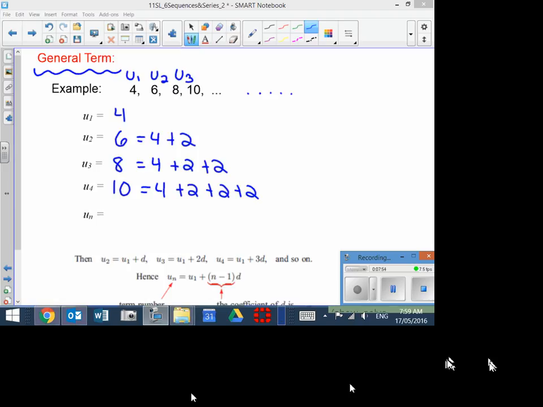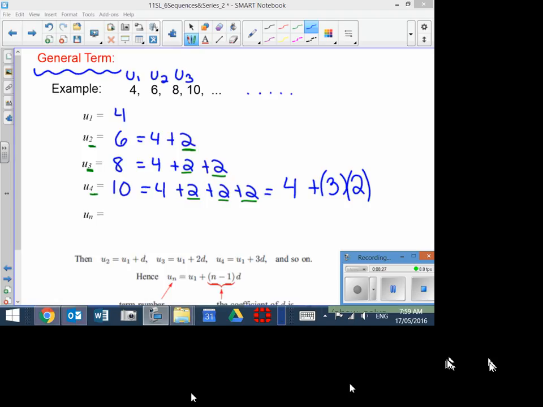So think about that. If I'm on my 4th term, I've had to add 2 3 times. On my 3rd term, I had to add 2 twice. On my 2nd term, I had to add 2 once. So what's really happening here is I have my first term, and then I have 3 multiplied by my difference of 2. So I have 3 2's, wherever you put your brackets. So 4 plus 3 times 2.